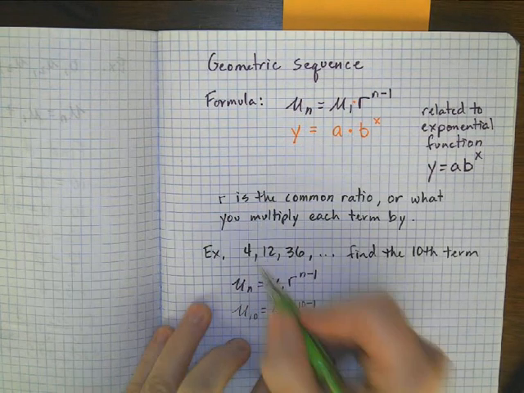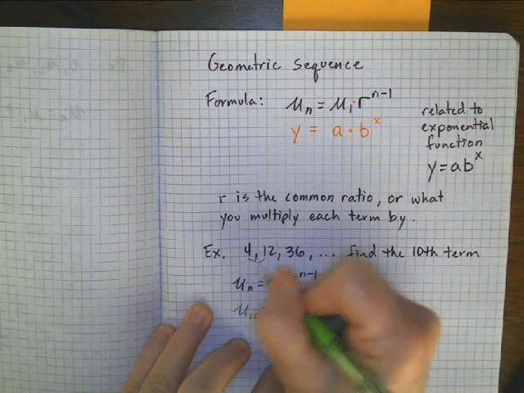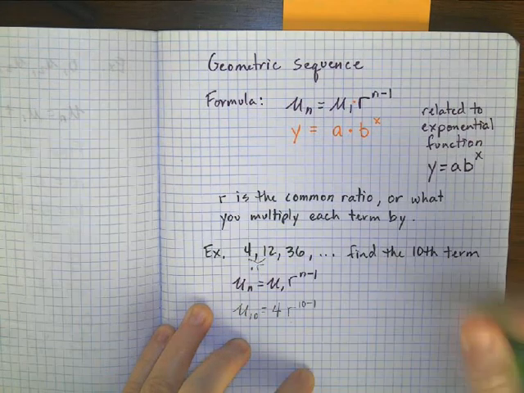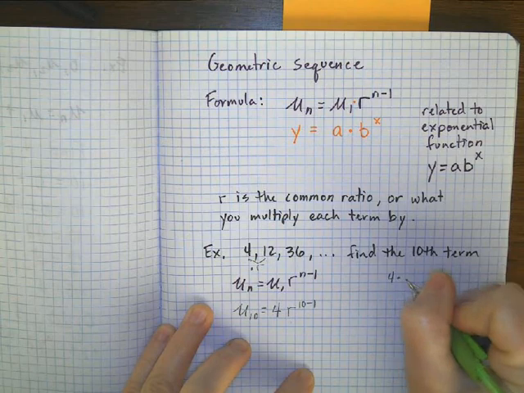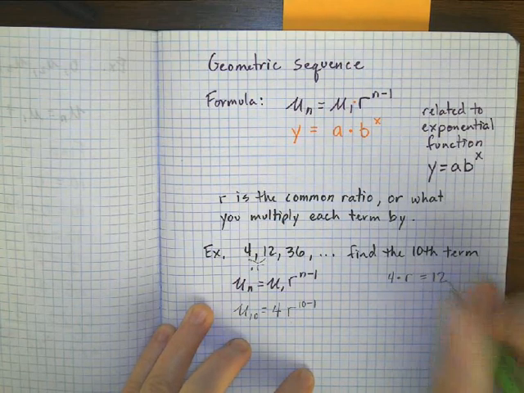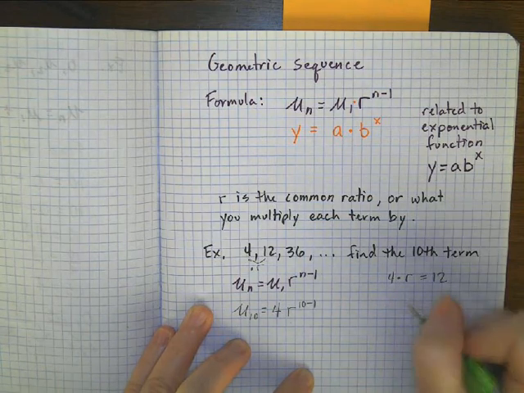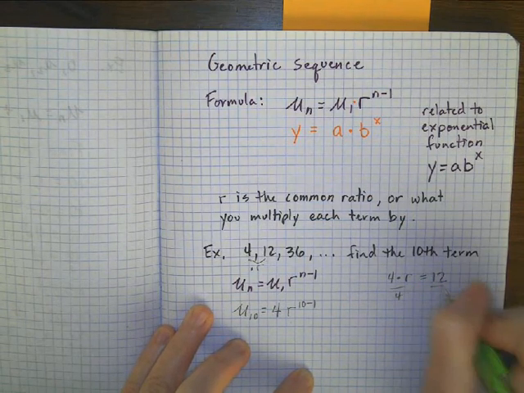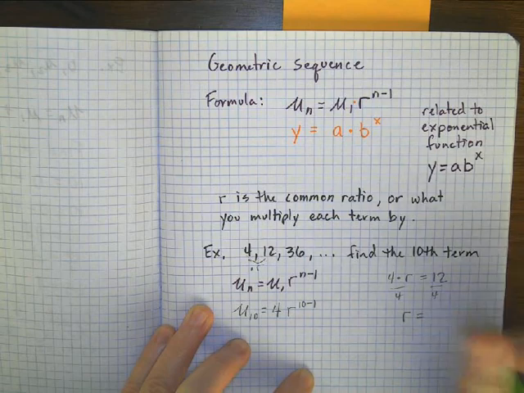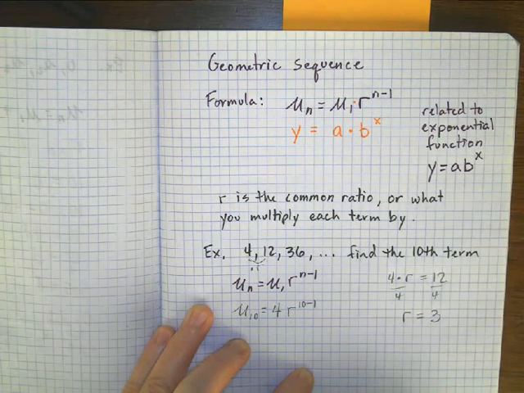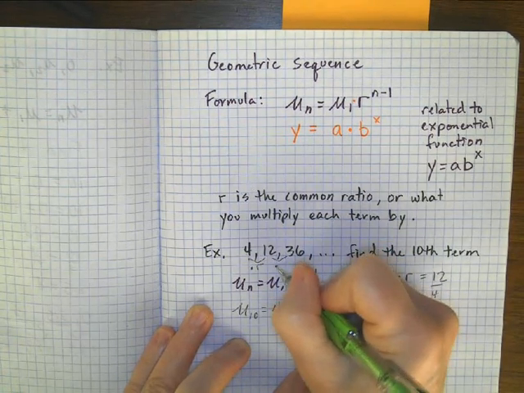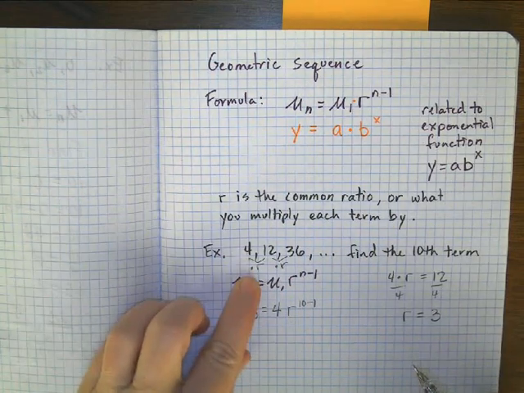So I know 4 times some number r is equal to 12. So we just got to solve for r. So divide both sides by 4. And I get r is equal to 3. Okay, so there's a common ratio, that's r. So we're multiplying by r each time. So r is equal to 3.